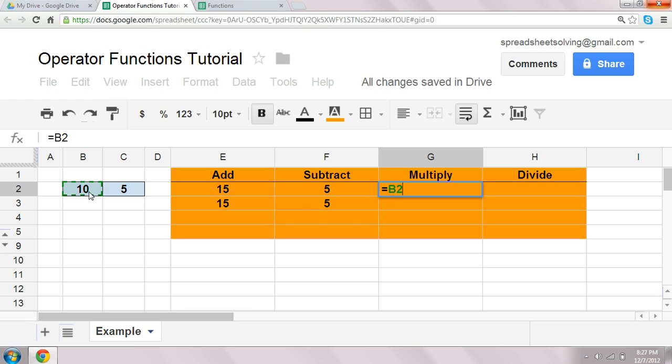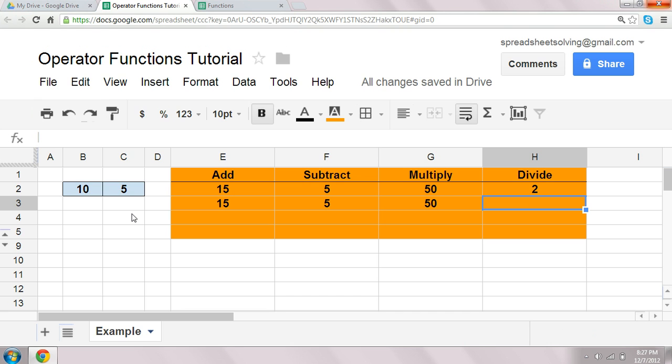Let's start with what we've always known, 10 times 5. Sorry, I'll reference the cell C2. Or use the operator function, MULTIPLY, and again, B2 comma C2. And lastly, the divide function, we can do 10 divided by 5 or 10 divided by C2. And same thing, if we want to use an operator function, we simply use the function DIVIDE.